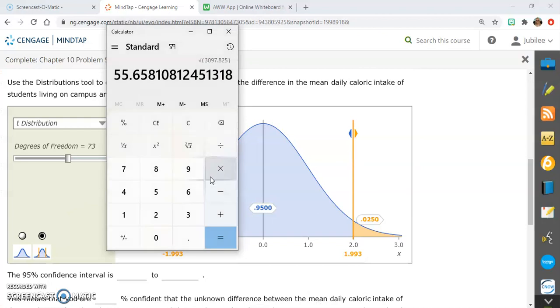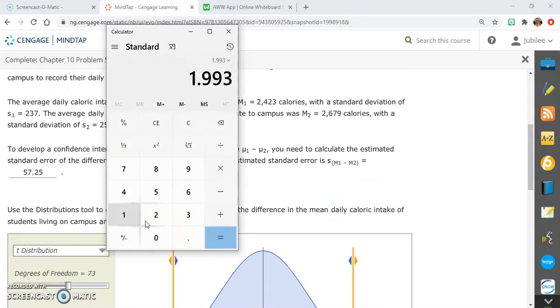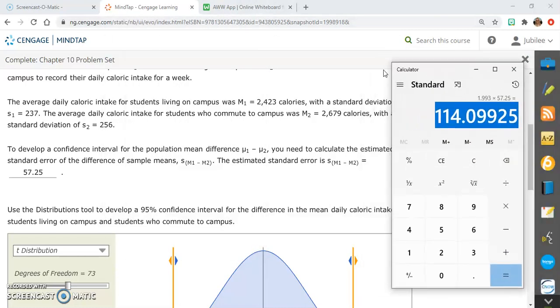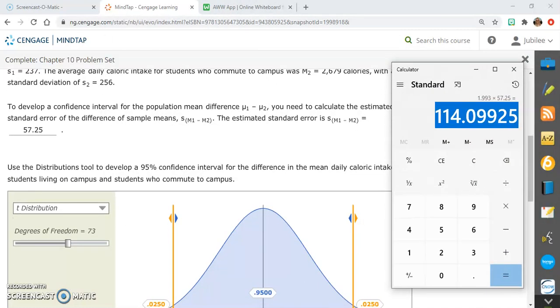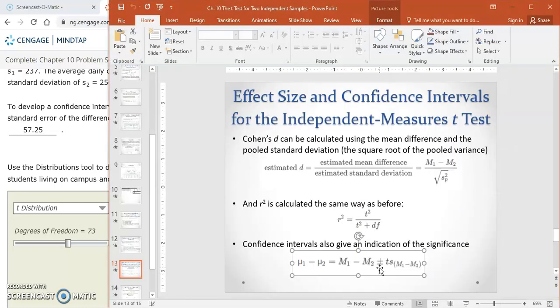So I'm going to take my t-value of 1.993 and multiply that by this standard error, 57.25, and I get 114.09925. So that is my interval range. Now the next step is to add and subtract that from my mean difference.